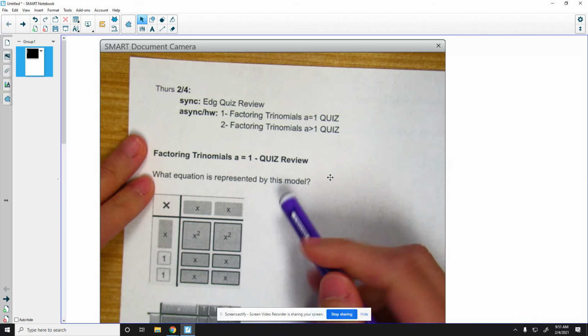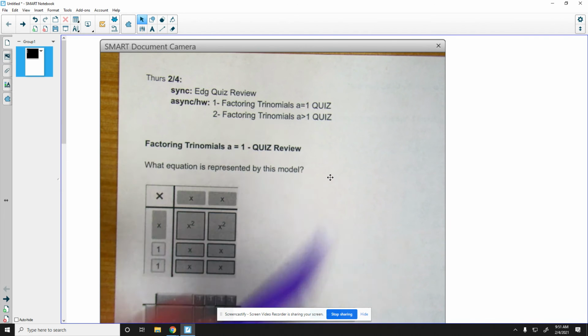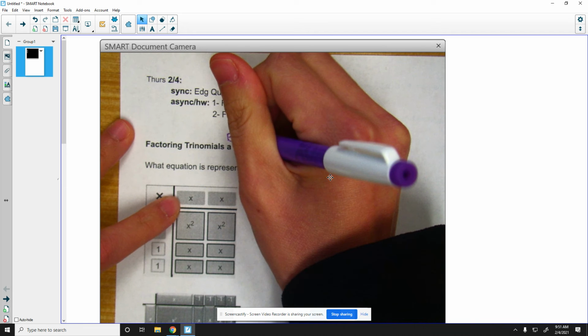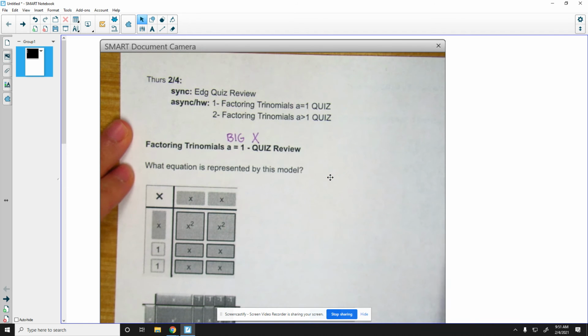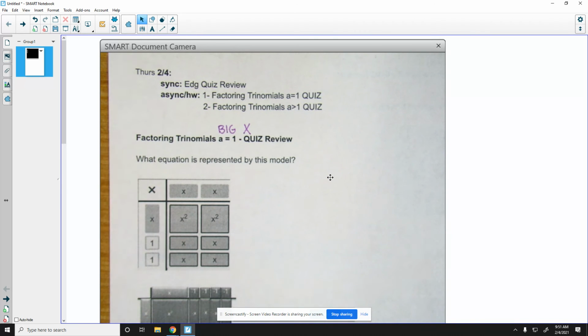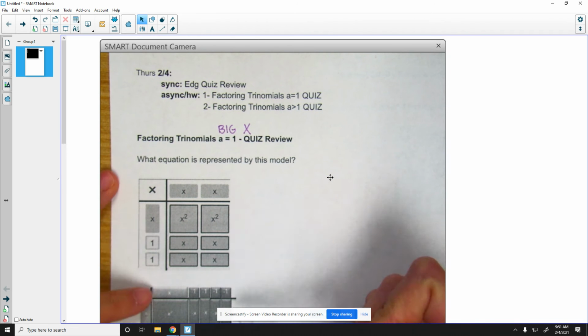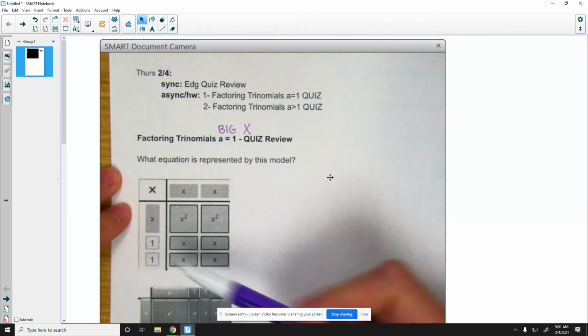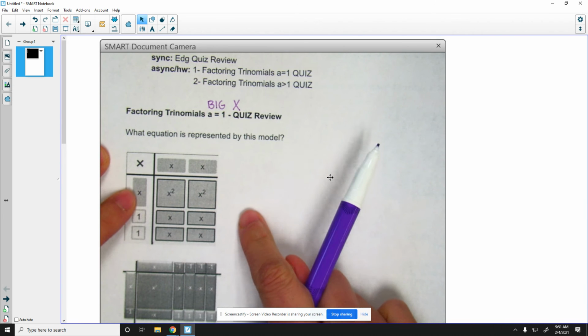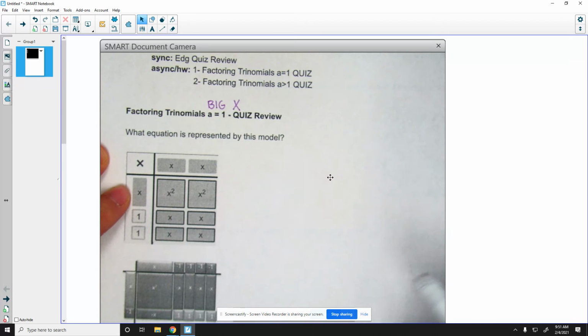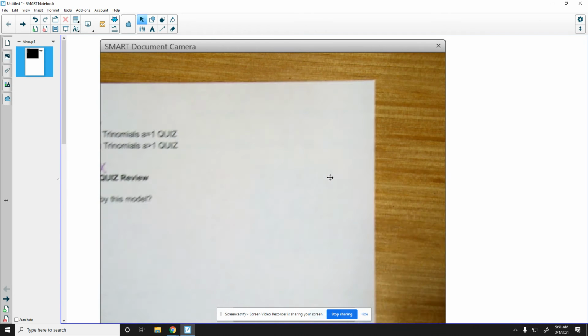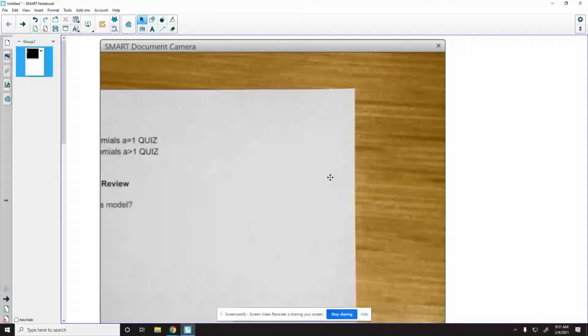Okay, so let's start with this. This is the one where, when you're factoring trinomials with a equals 1, they're basically asking you to do big X. That's really what they're asking you to do. Just do big X. But you're going to see some that look weird, like this looks like the box method. You'll probably see about 2 of those on average. So maybe let's review the box method first before I do anything else.